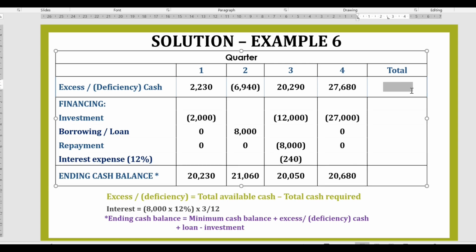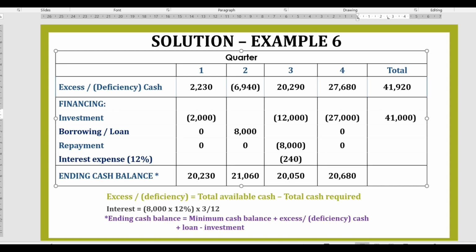Okay, so you will have an excess, right, of 41,920. Okay, so dekat sini kita ada investment. You total up all these 3 quarters yang ada investment. So investment kita akan minus 41,000. Okay, so amount here is 41,000, kita minus. Alright, and then sekejap. It's 41,000 here.